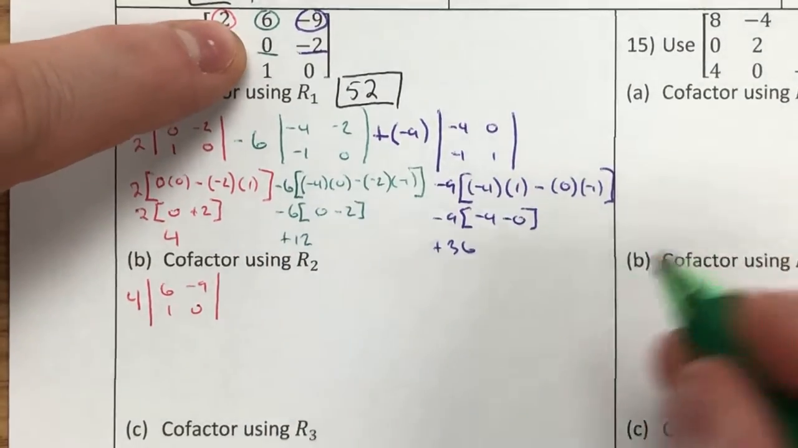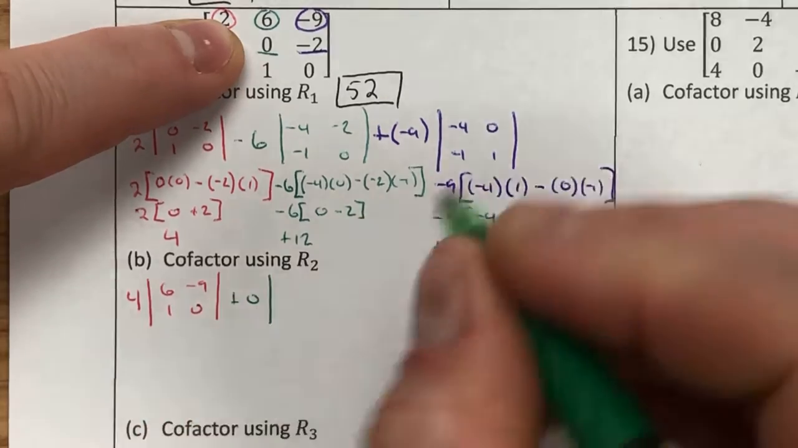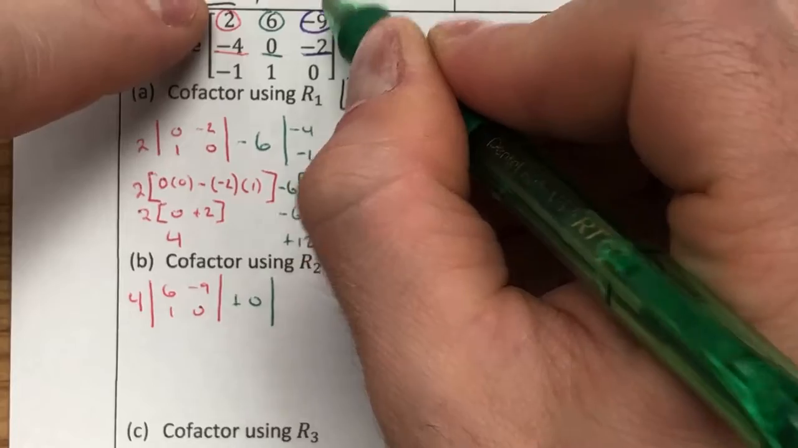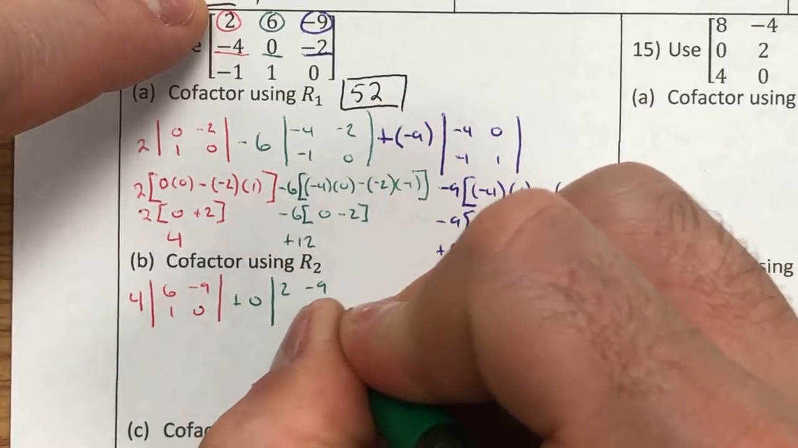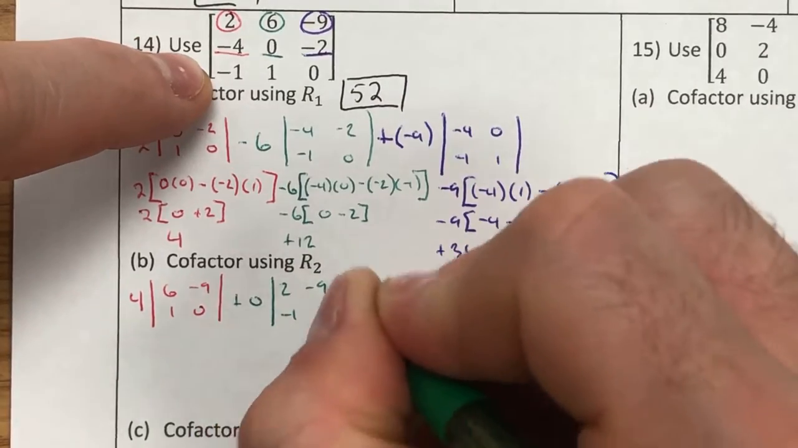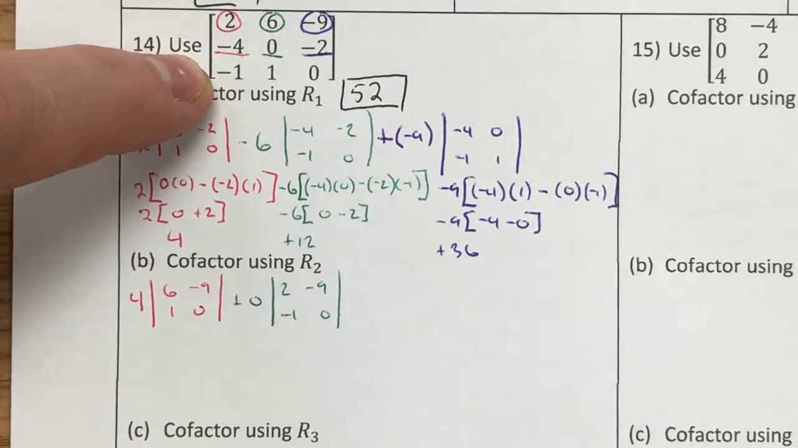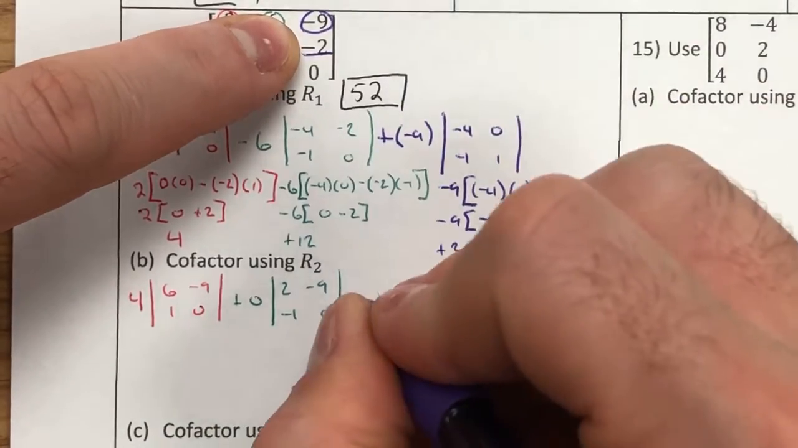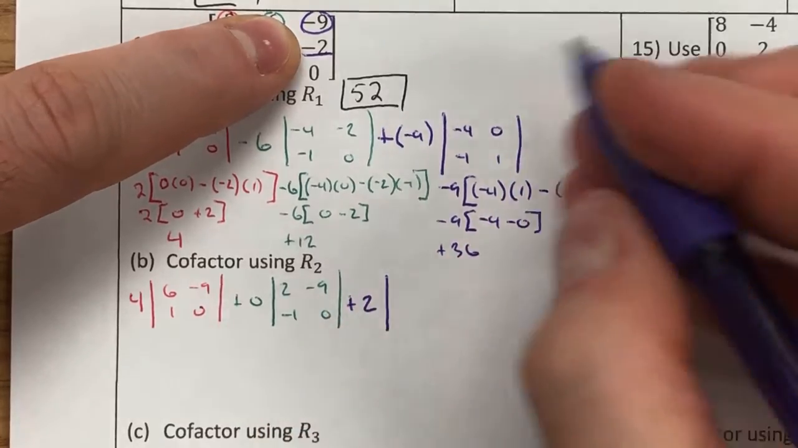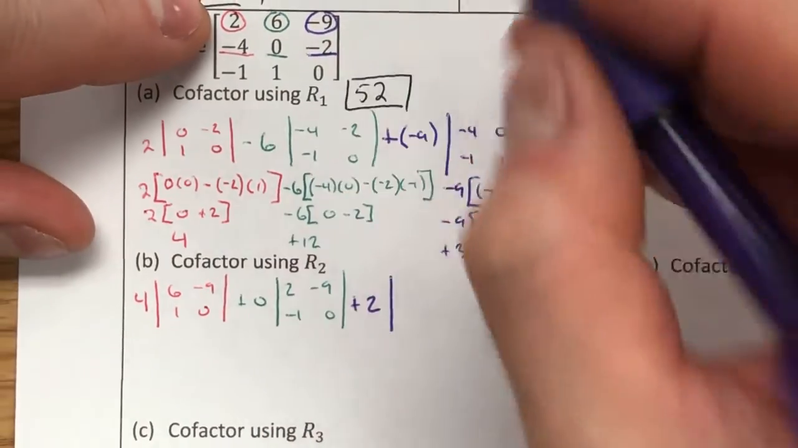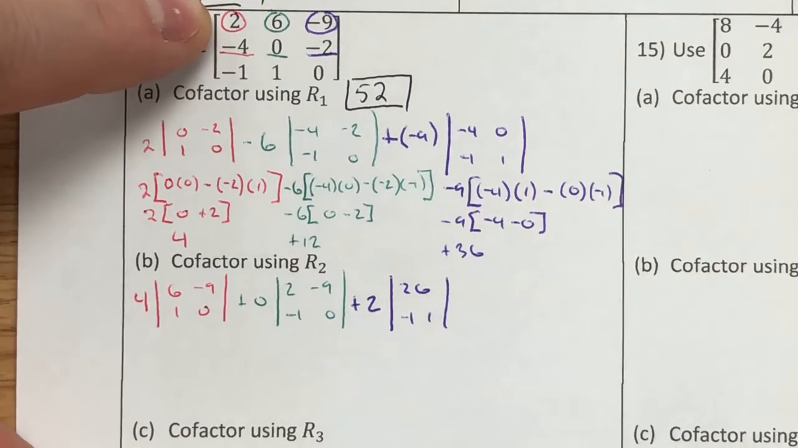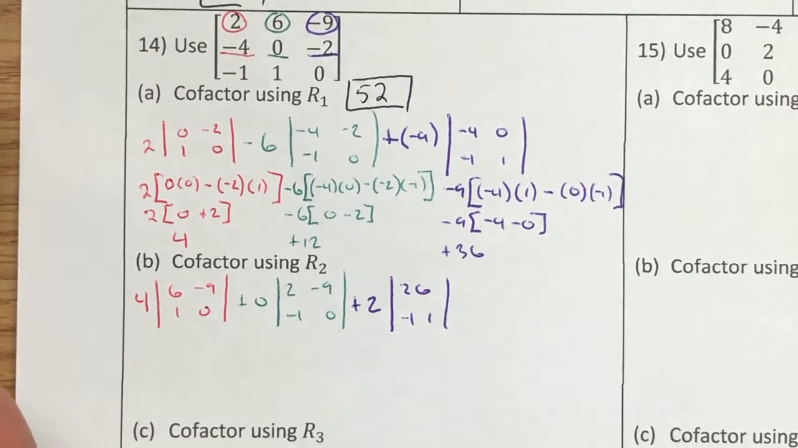I'm going to keep the second one. And now if I cofactor that, I'm going to use the endpoint, so 2, negative 9, negative 1, 0. And I'm going to change the last one. So if I change the negative 2, it will become a positive 2. When I cofactor, I'll have a 2, 6, negative 1, 1 minor. Okay.